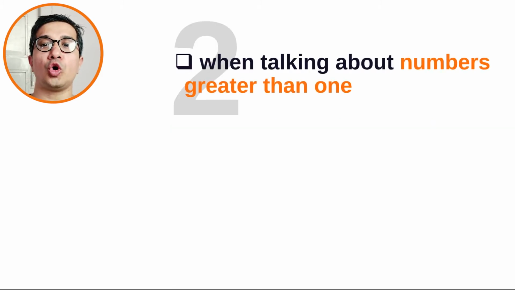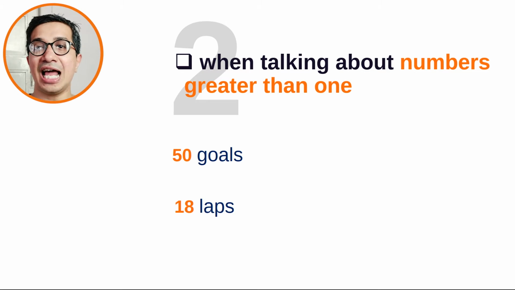Secondly, when we want to talk or write about numbers greater than 1, use plural forms. Example, 50 goals, 18 laps, 5 years. Got it? Hope you do.